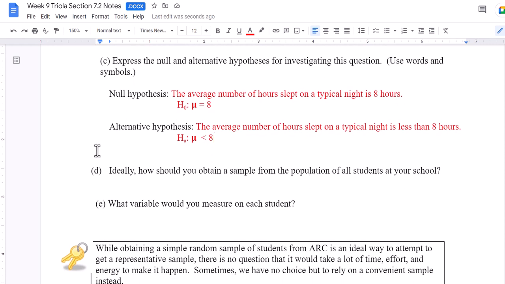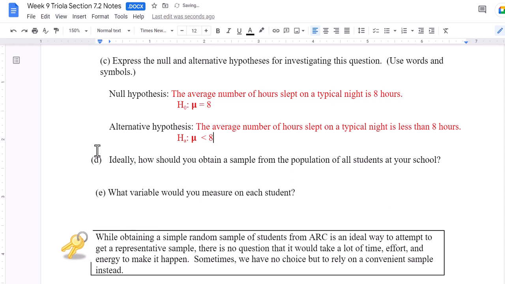So ideally, how would you obtain a sample from the population of all students at your school? So what will be the ideal situation? Ideally, for any study, we want to make sure that we have a simple random sample. So that will be the ideal. We want to obtain a simple random sample.